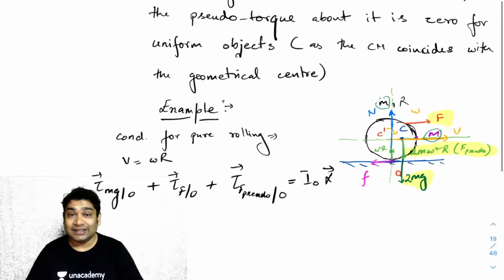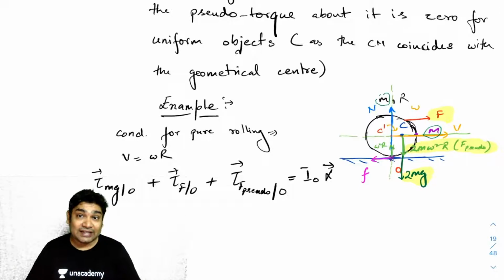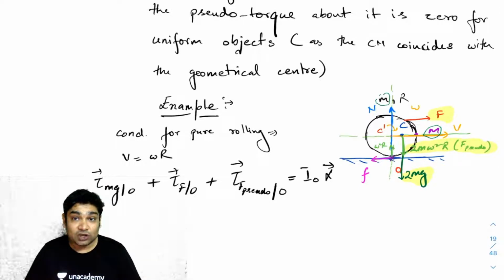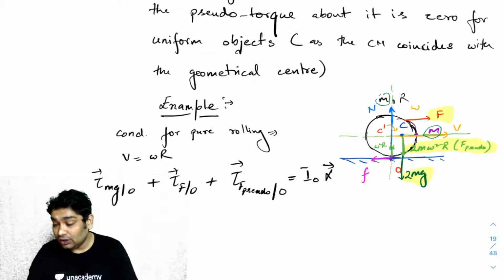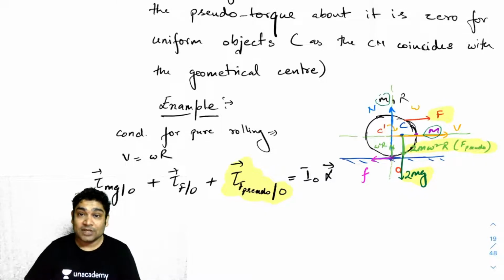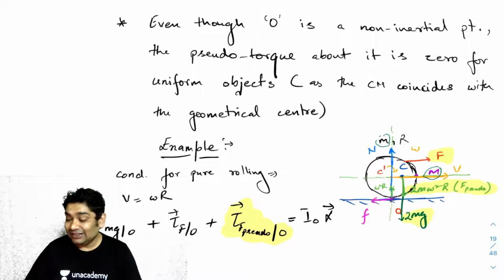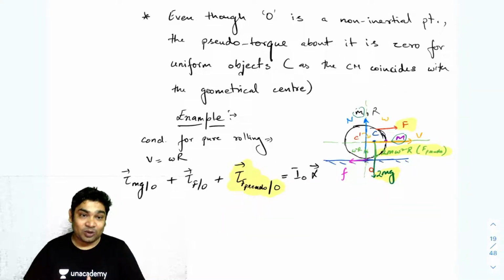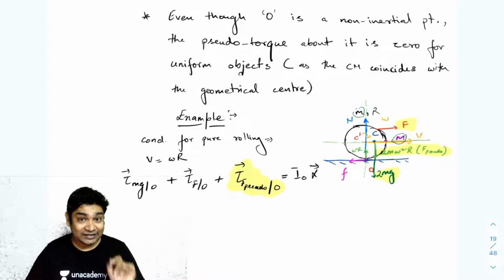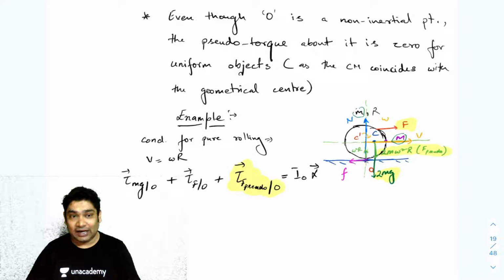Okay, so remember, this is how you would have gone about solving this problem. If the CM was off-centered, you would have included this. This would have been non-zero. Okay, this is an example where the pseudo torque is non-zero about O. All right, keep this in mind while solving your problem. Most of the time, you can ignore it because the CMs would coincide with the geometrical centers. If they don't, then do remember to add this.